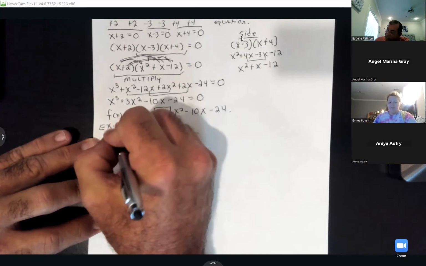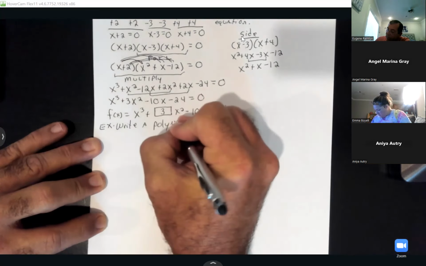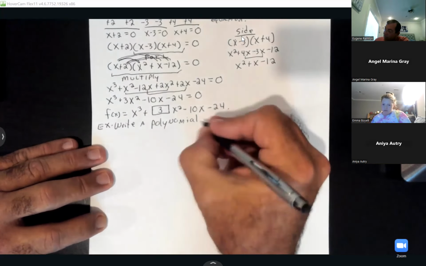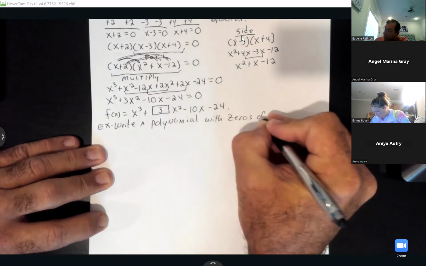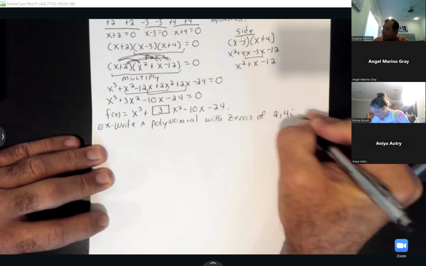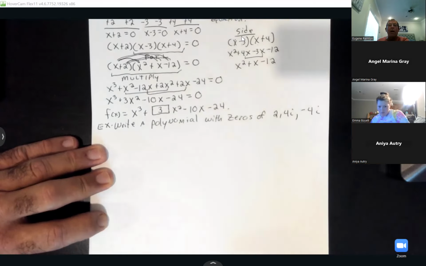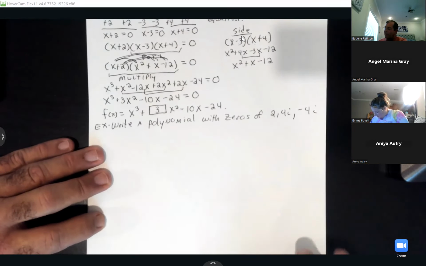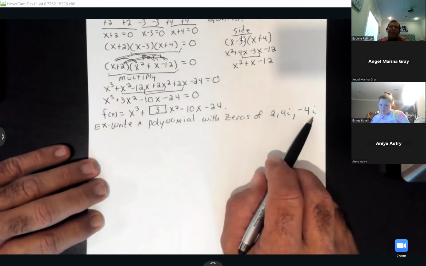All right, and so this one just says write a polynomial with zeros of 2, 4i, and negative 4i. So now we get to play with some imaginary numbers on this one.